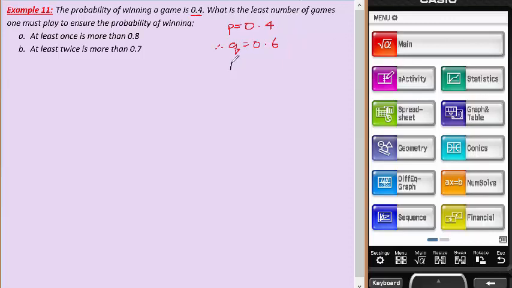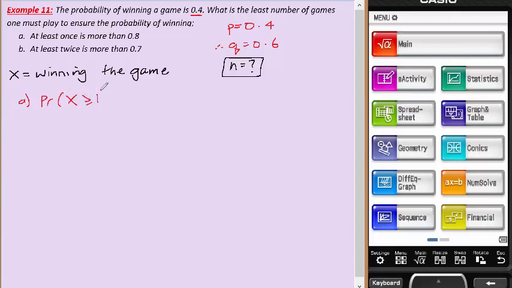We also know that we're looking for the sample size, so N is something we don't know. We're going to define our variables, so X is winning the game. And certainly in any extended response question, I'd suggest that you do that. I think it's a very good idea to make sure you're speaking the same language as the examiner. So what we're looking for in part A is the probability that they win at least once, so this is winning at least once, is greater than 0.8. So that's how I'm going to write that.